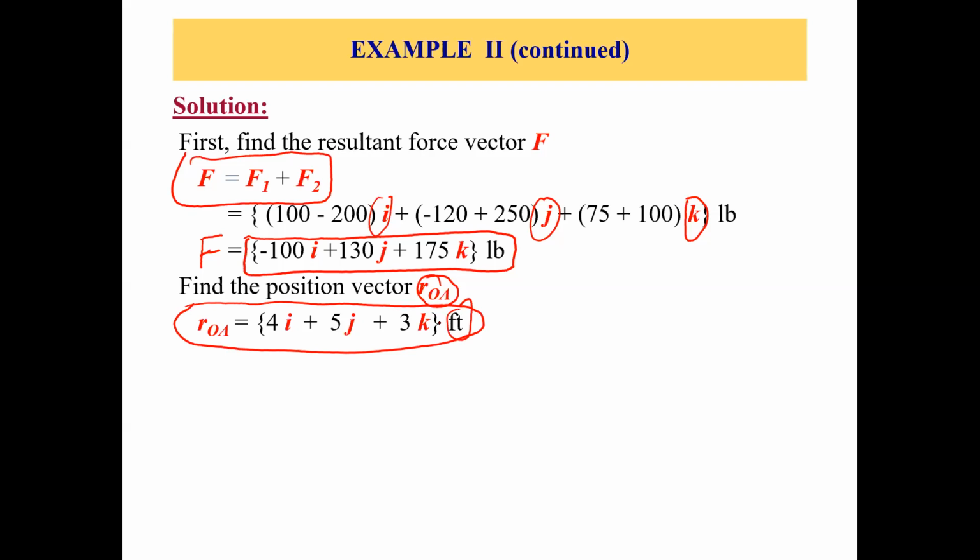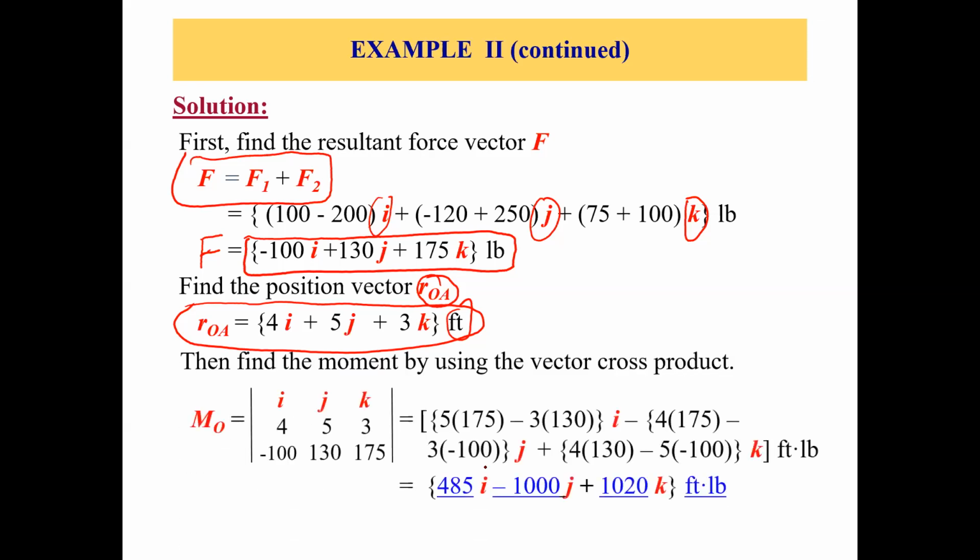All right. So let's not go into the details of how to find the position vector, because we have already done the homework and class problems during the lecture, and now we know how to find the position vector. So let's move forward. After we have this resulting force in vector form, and we have this position vector, we can find the moment with the cross product.